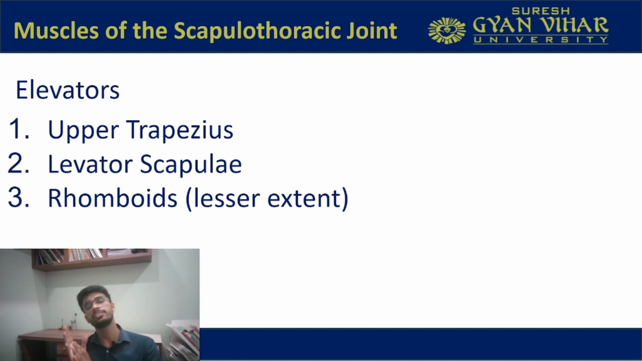Now let's study the scapulothoracic joint muscles. So in the scapulothoracic joint we will see the elevation, depression, protraction, retraction. Fine. And the upward and downward rotation. First, your elevators are three main muscles, which is your upper trapezius, levator scapulae, and to a lesser extent rhomboids also. Rhomboid major and rhomboid minor.